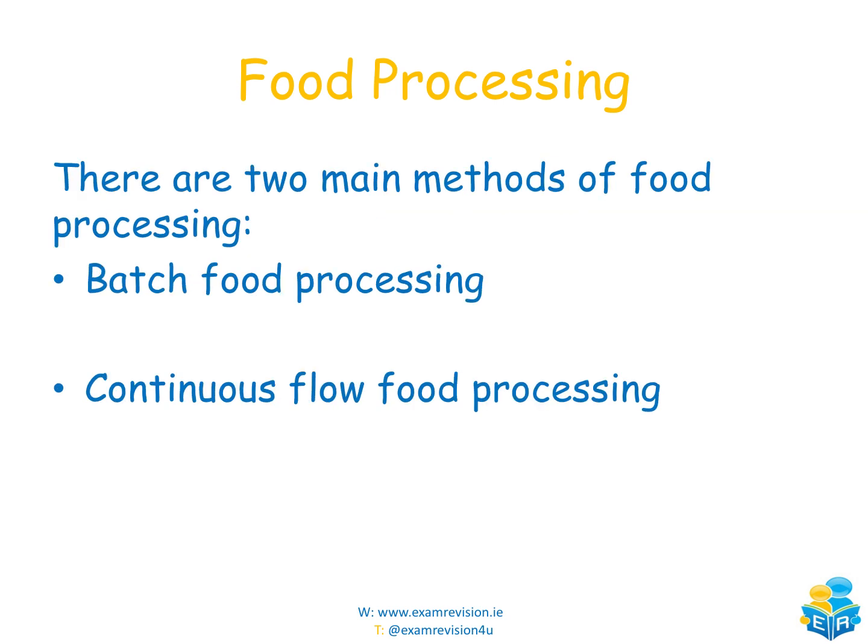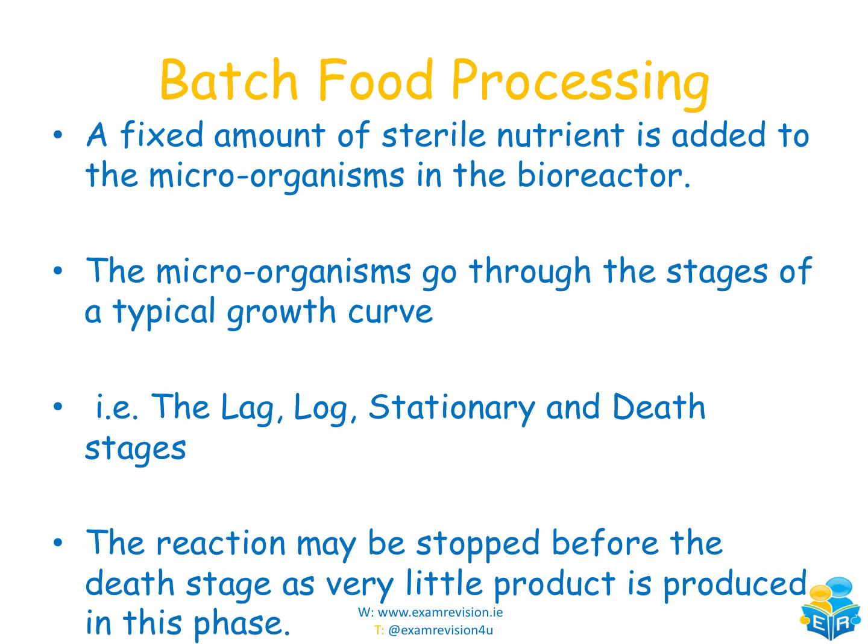Now, there are two main types of food processing, which we're going to examine over the next couple of minutes. We have batch food processing and we have continuous food processing. Now, for batch food processing, a fixed amount of sterile nutrient is added to the microorganisms in the bioreactor. So what we mean by a fixed amount is it's the same amount, they know exactly how much is going in, that doesn't change. The microorganisms will be allowed to go through the stages of a typical growth curve, so the lag phase, the log phase, the stationary phase, and the death phase.